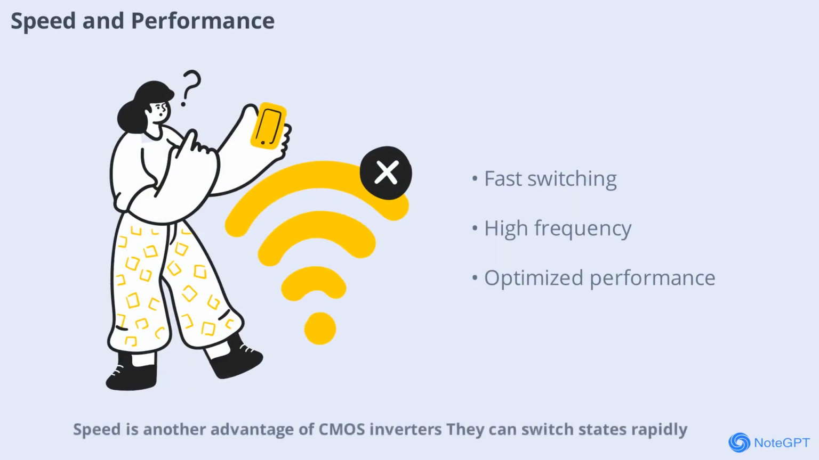Speed is another advantage of CMOS inverters. They can switch states rapidly, enabling high-frequency operation in digital circuits. The combination of fast switching and low power consumption is what makes CMOS the preferred technology for processors, memory, and other high-speed applications. We'll look at the factors that influence inverter speed and how designers optimize performance.